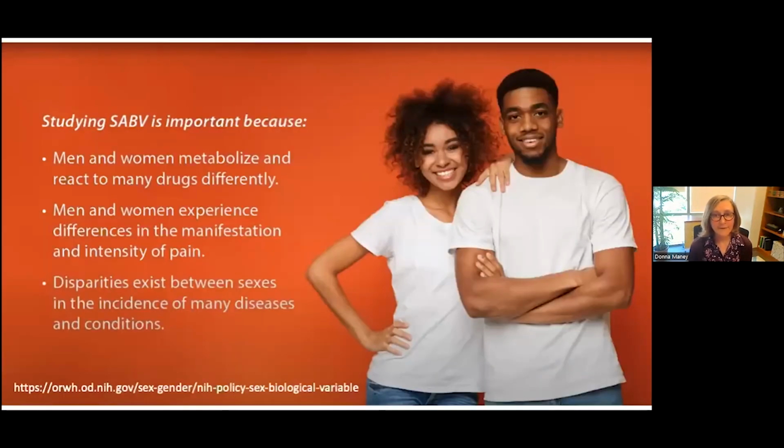Here's a slide from some NIH training materials listing a few reasons why SABV is important. And this top one, that men and women react to many drugs differently, is number one on their list for a reason. This is the most cited rationale that I've seen for SABV. So let's take a look at what we mean by differently. What does that typically mean in practice?